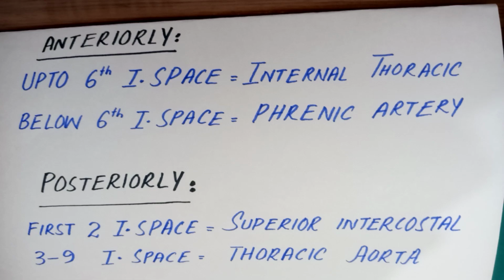space, it is supplied by the phrenic artery. And as you know, this phrenic artery supplies the diaphragm also. So below the 6th intercostal space, it is supplied by the phrenic artery.